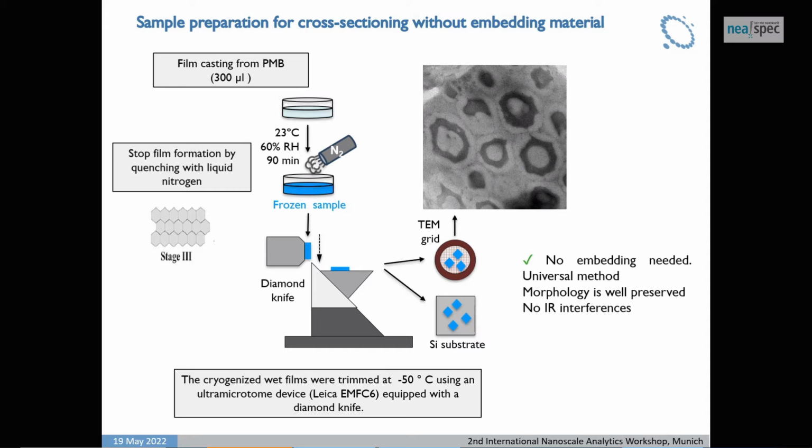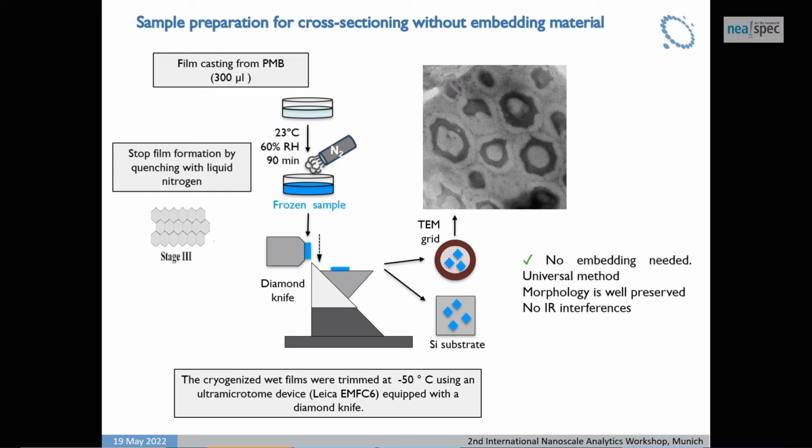So this is the scheme of the sample preparation. We cast the film and let it dry, and once stage 3 is achieved, we stop the film formation by quenching with liquid nitrogen, and we took the frozen sample to the cryo-ultramicrotomy. Then the cutting was taken over TEM grids or silicon substrate.